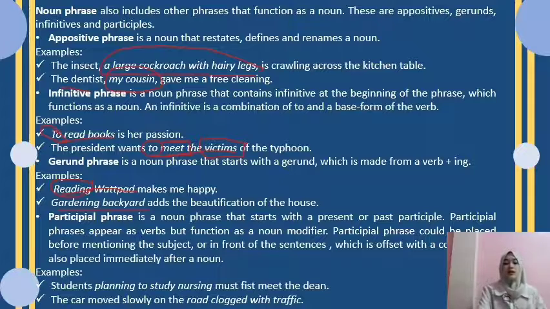So the example here is, students planning to study nursing must first meet the dean. The participial phrase here is planning to study nursing. The second example is, the car moved slowly on the road clogged with traffic. The participial phrase here is clogged with traffic.